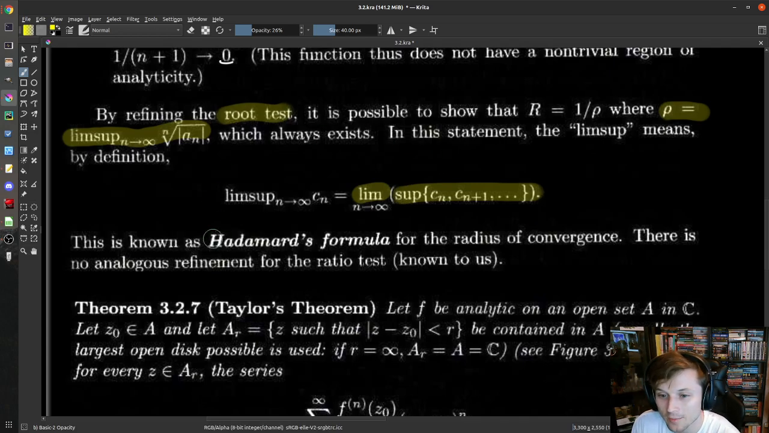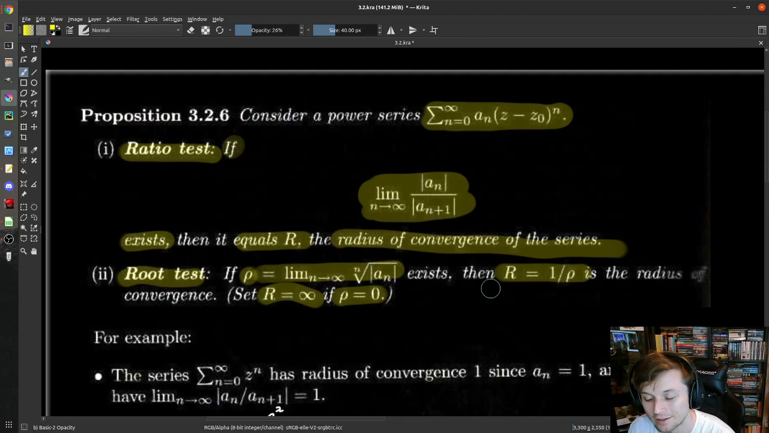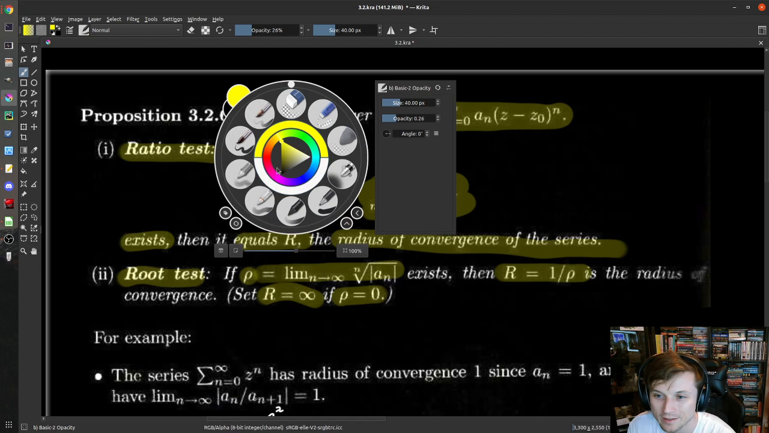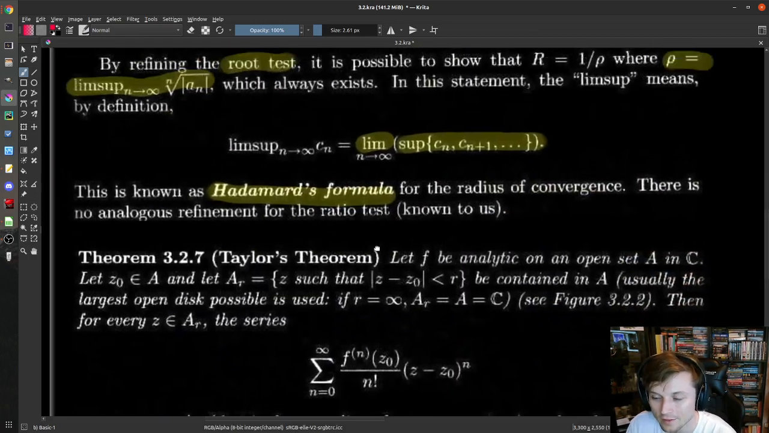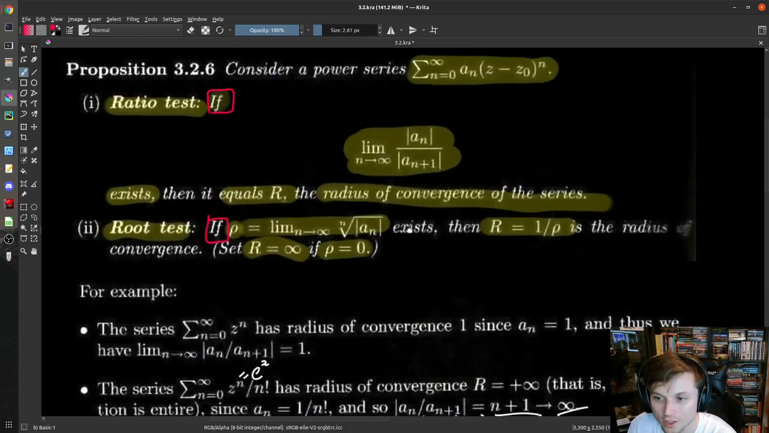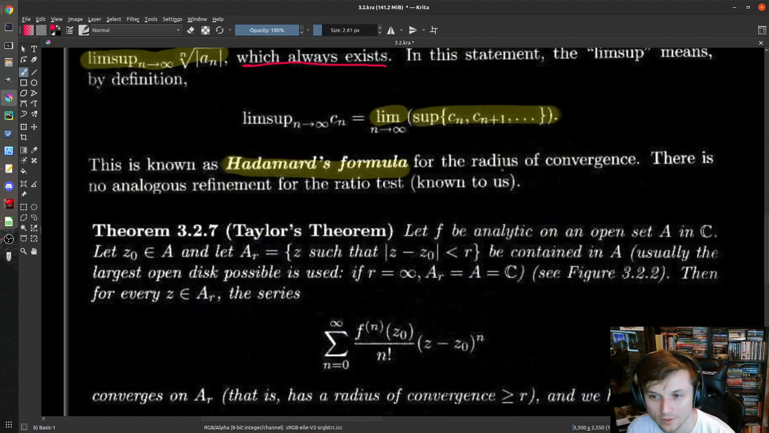It's worth mentioning because it is slightly better in terms of not requiring these big ifs right here. Because these tests say if the limit exists, then you're good to go. With Hadamard's formula, we always get that these things exist. So this ends up being a lot nicer in certain ways, but it's not necessarily as easy to calculate. It's just worth mentioning because Hadamard did some good work.